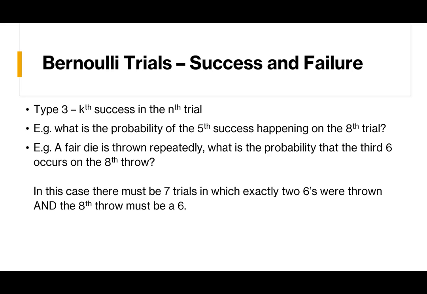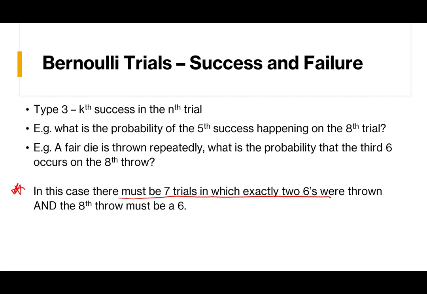Okay, third type of trial is you have the kth success in the nth trial. Okay, so what is the probability of the 5th success happening in the 8th trial? So a fair dice is thrown repeatedly. What is the probability that the 3rd 6 occurs on the 8th throw? So in this case, again, you just have to think about these probabilities a bit. In this case, there must be 7 trials in which exactly 2 6s were thrown. Okay, and on the 8th one, there must be a 6.